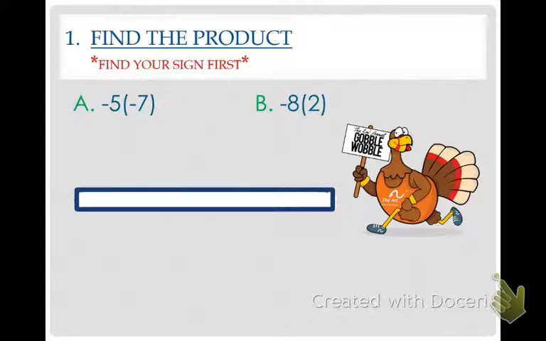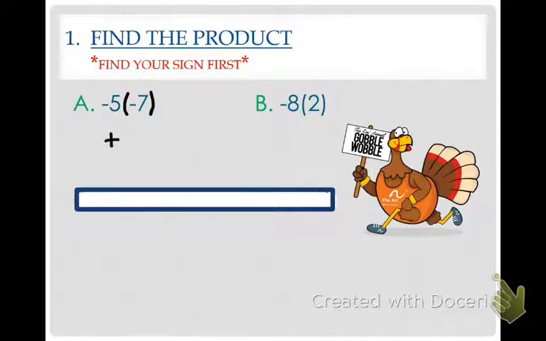Problem A says -5 times -7. Because remember, whenever you have these parentheses right here, that means to multiply. All right? How many negative numbers do I have there? There are 2 negative numbers. Is 2 even or odd? That's an even number. If I have an even number of negative signs, my answer will always be? It will always be positive.